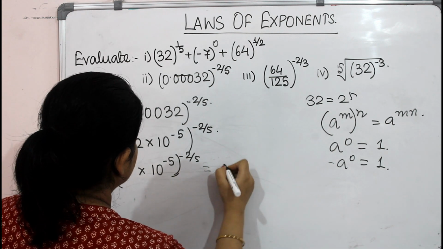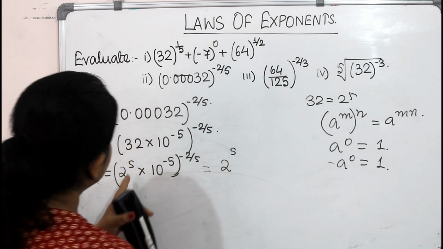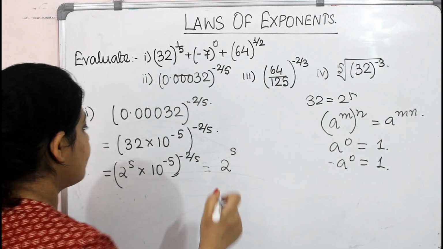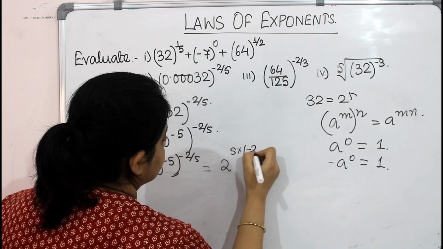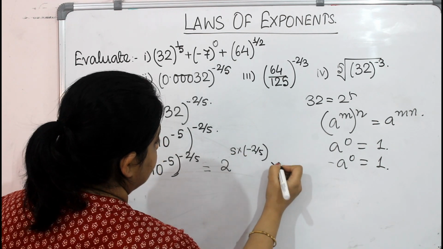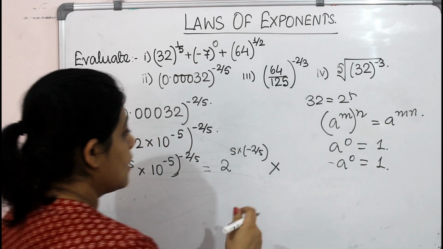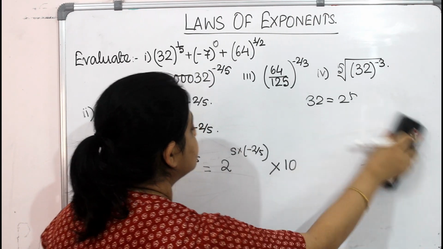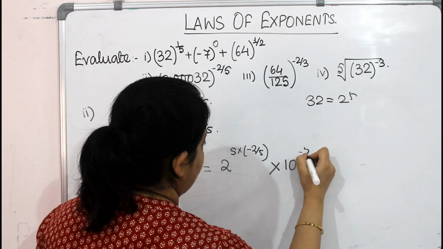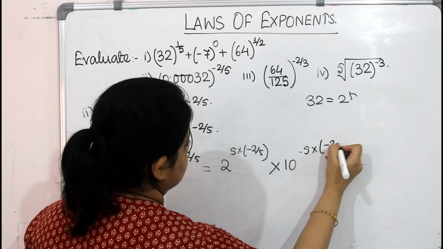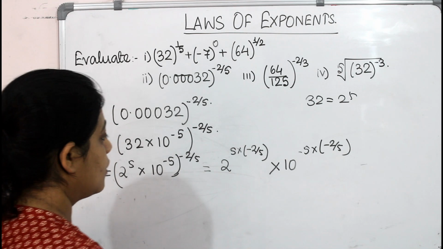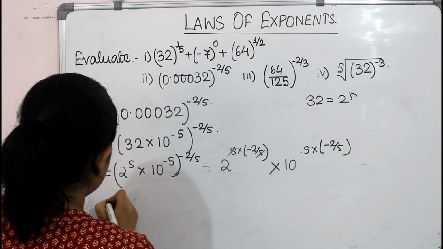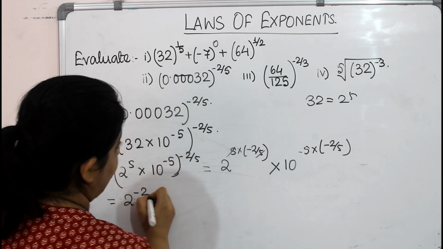Okay, so 2 to the power of 5. You can just multiply as it is in this form. So 2 to the power of 5 into minus 2 to the power of 5 into 10 to the power of minus 5 into minus 2 to the power of 5. Okay, so this 5 gets cancelled, so you are getting 2 to the power of minus 2.